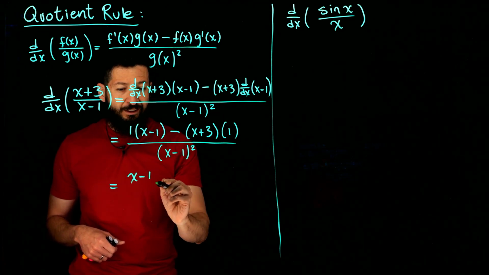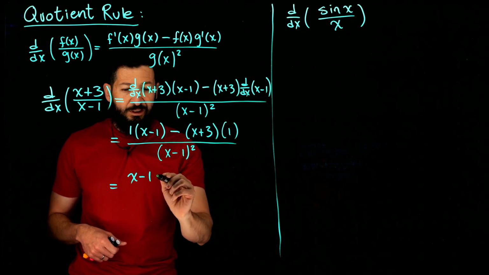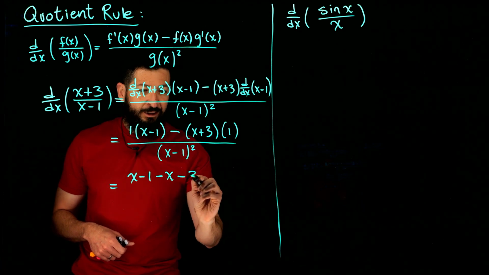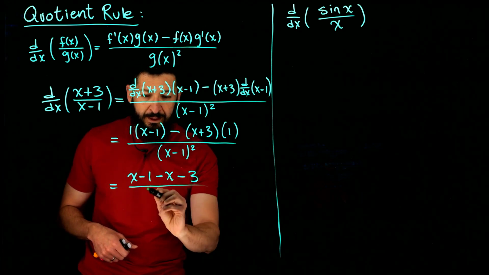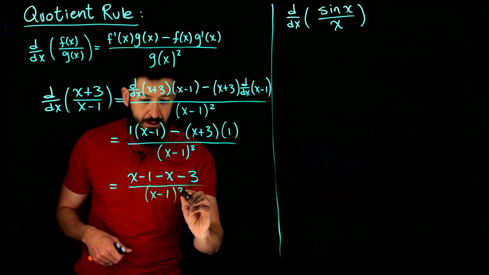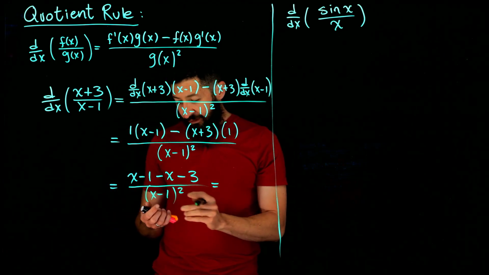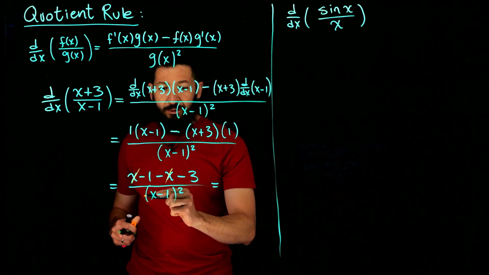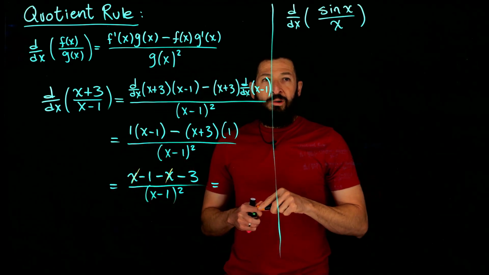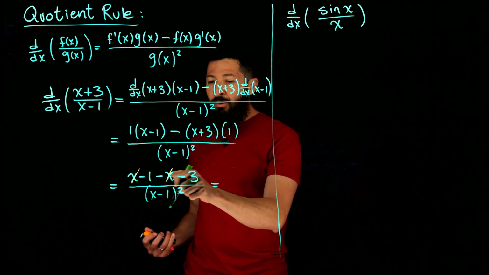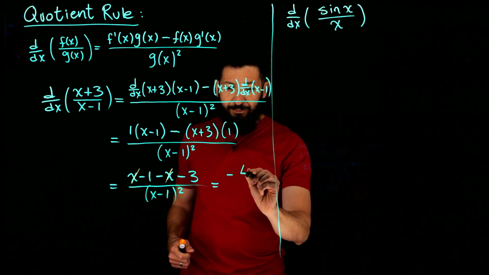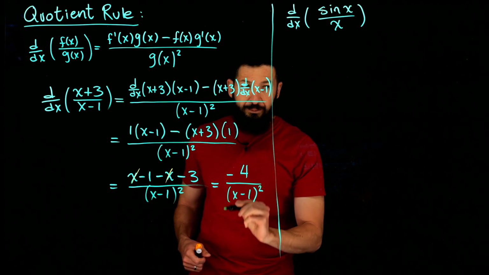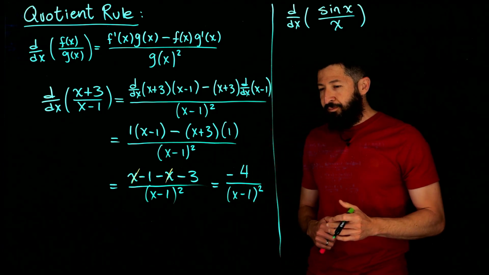And now here, I'm just going to try to distribute everything that I have. In this case, it's just negative that I have to distribute. So it's going to be negative x, or minus x, minus 3. And here we can just cancel like terms. As you can see, this x will cancel with this x because one is adding, the other is subtracting, so they cancel out. I get negative 1 minus 3, negative 4, all over x minus 1 squared. And just like that, you get your derivative.